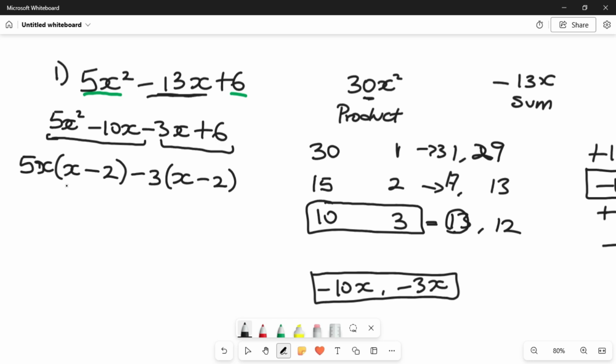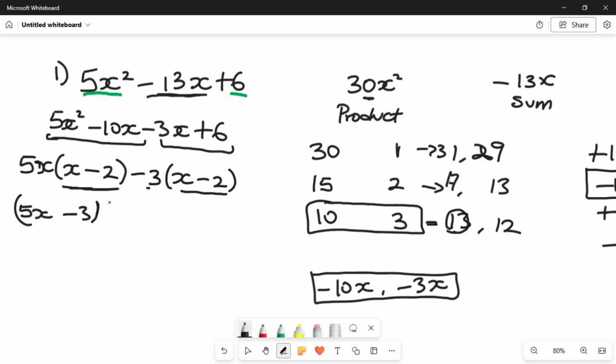Additionally, at this point, what you have in the two brackets must be the same thing. You can see you have x minus 2 and x minus 2. Okay, so that is good. So what we do here, we pick our 5x and minus 3.